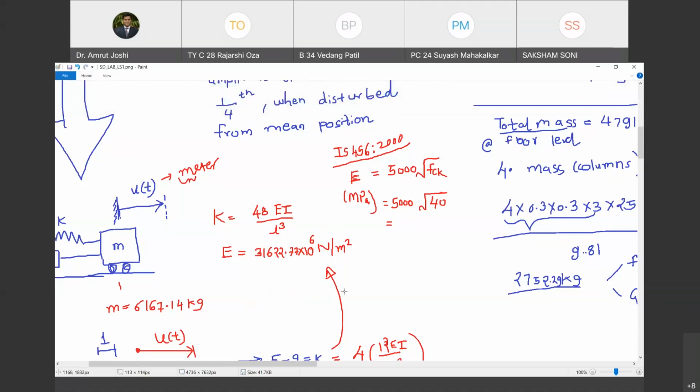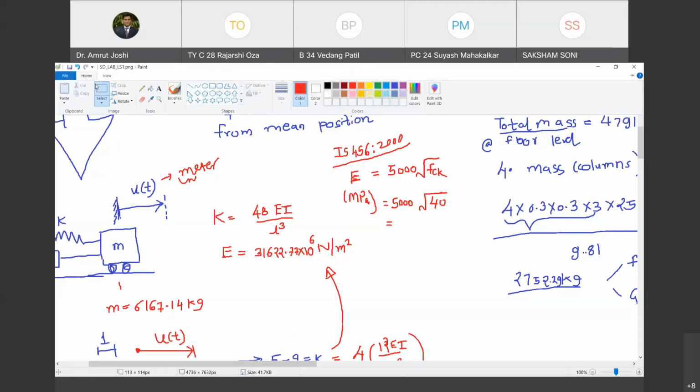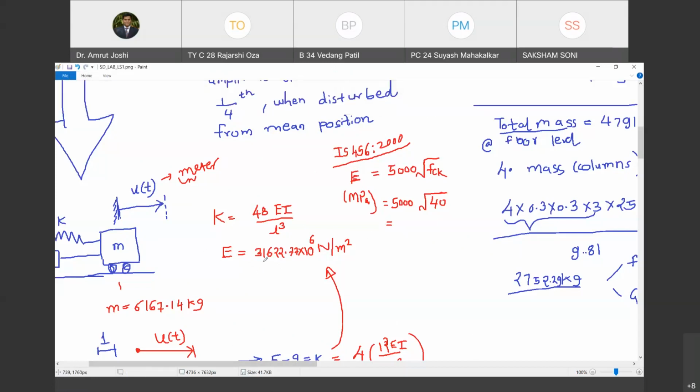Type your response in chat box. Then we will go ahead. I am waiting for the response. Response मिले बिना मैं आगे नहीं जाऊंगा. Have you got how we have obtained the value of E? Okay, so let us go ahead.